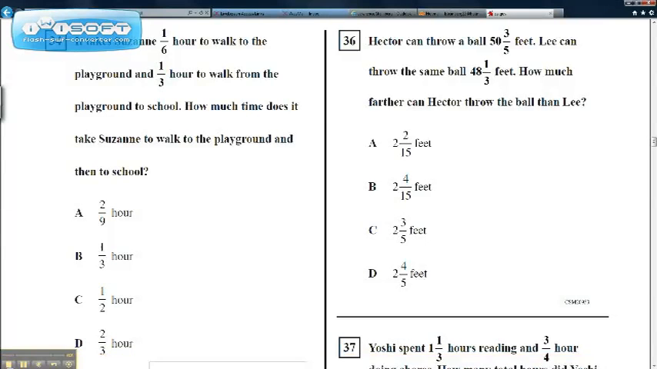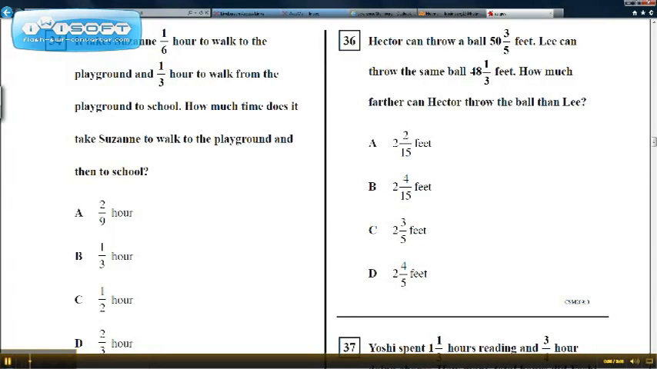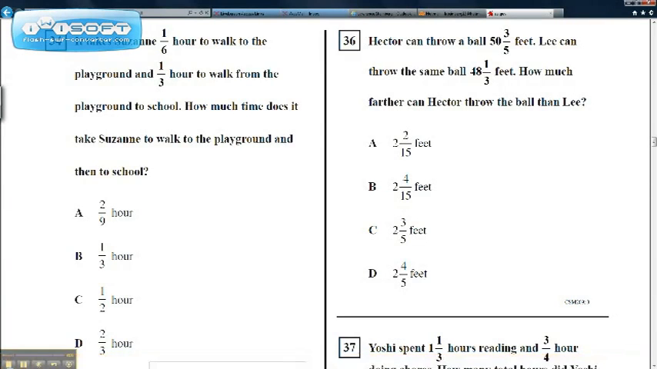Hector can throw a ball 50 and 3/5 feet. Lee can throw the same ball 48 and 1/3 feet, which is pretty close, and it's pretty far, how far they can throw. How much farther can Hector throw the ball than Lee? So when it says how much farther, we know we're going to subtract.